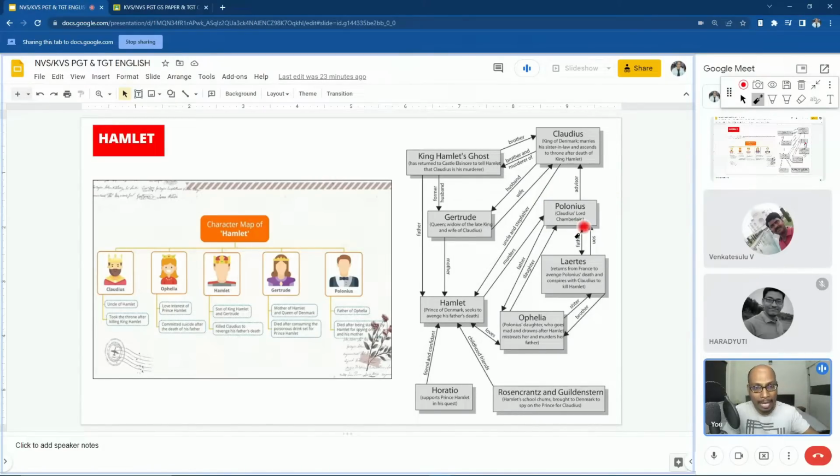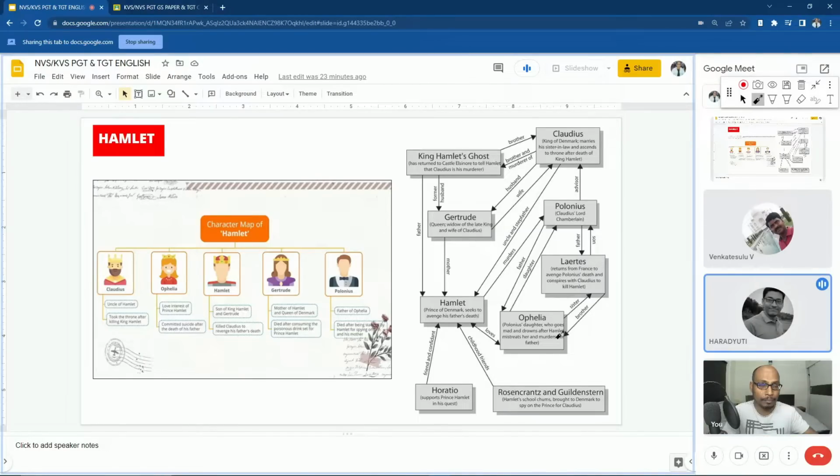And Polonius has a daughter who is Ophelia, and Ophelia is madly in love with Hamlet. So Ophelia is Polonius' daughter who goes mad, and finally she was drowned after Hamlet mistreats her and murders her father. So she became mad and she drowned herself in a water body.